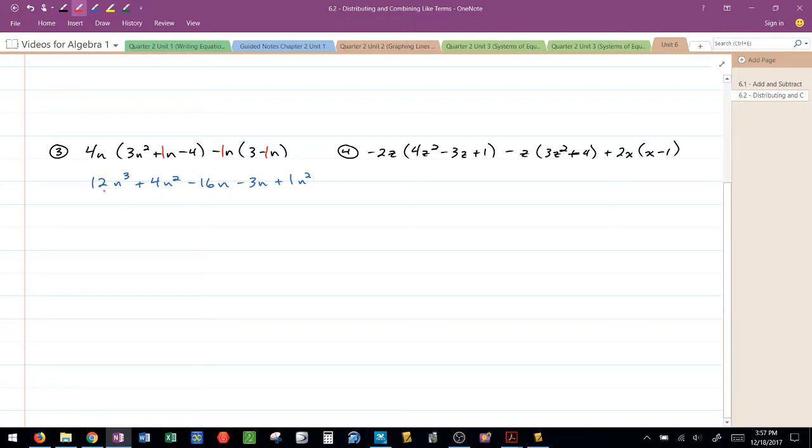I'm now looking for like terms. I notice this is a cubic or degree 3 polynomial. There's only one term of degree 3. I have n squared and an n squared. 4 plus 1 gives me plus 5n squared. I have a negative 16n and a negative 3n. They combine to give me negative 19n. None of those terms are like terms, so I know that I am done, and it is in standard form.